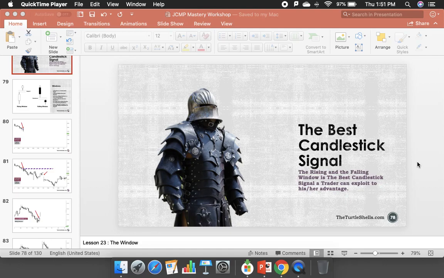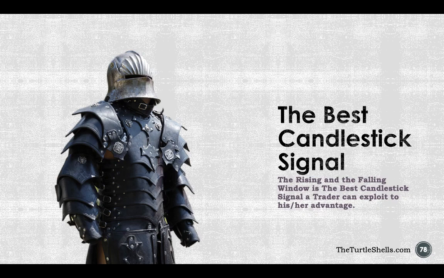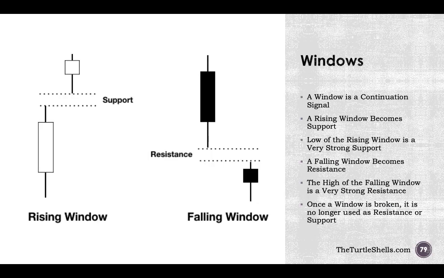Right, now let us look at the best candlestick signal in Japanese candlestick terminology. This is my coach Steve Nison's most favorite candlestick pattern. It's a continuation pattern called the window. The rising window and the falling window are the best candlestick signals a trader can exploit to his or her advantage. There is no other candlestick signal that is better than this one. And we will have a look at what this is all about.